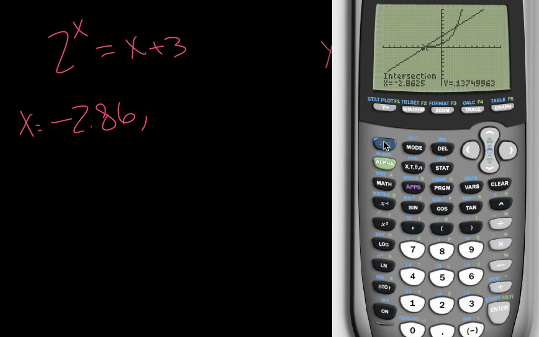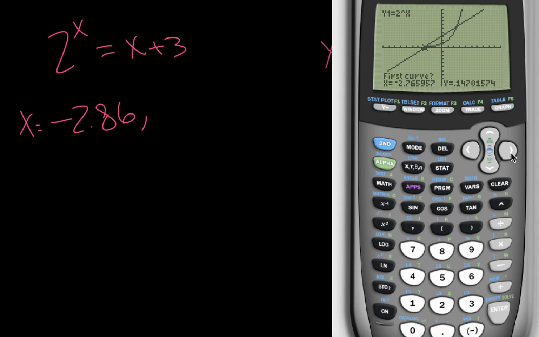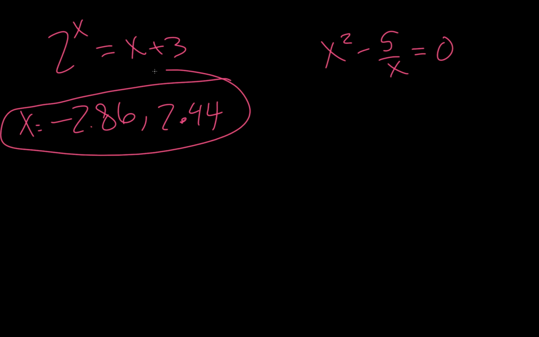Then we go through that same process. Second calc, and there's a shortcut. We can hit a 5. And then we just do first curve, second curve, and then we guess. So move the cursor all the way over, enter, and this time it's 2.44. Okay, so that's the first part of that question.